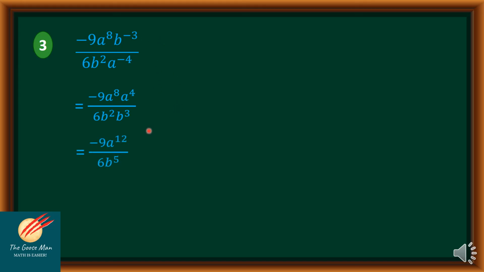Next, I'll combine 8 plus 4, which is equal to 12, and copy the same base. Next, I add 2 and 3, so I have 5, and copy b as my base. Then I'll simplify it further. Negative 9 and 6 are divisible by 3. So I have here negative 3 a to the 12th power all over 2b to the 5th power.